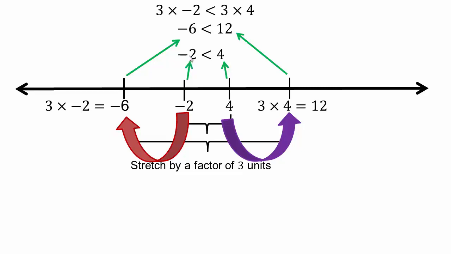So if you have something smaller than another object and you multiply both sides by a positive 3, what happens? Same thing. The inequality, if it's less than, will remain less than. If it's greater than, will remain greater than.